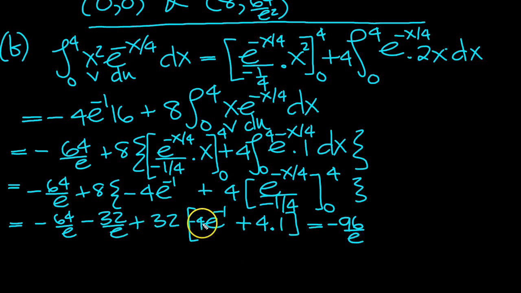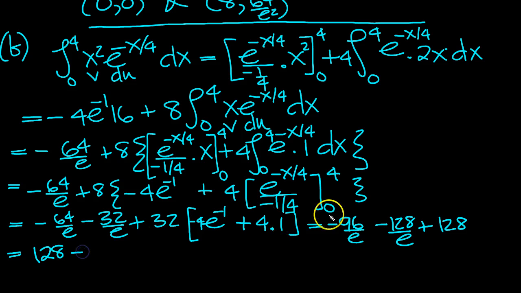This is plus 128, isn't it? 4 2s are 8. Minus 128 over e here. Plus 128. So that's equal to then 128 minus 128 and 96 is 124 and 100, 224 over e. So there's the answer then for part B, part 1.